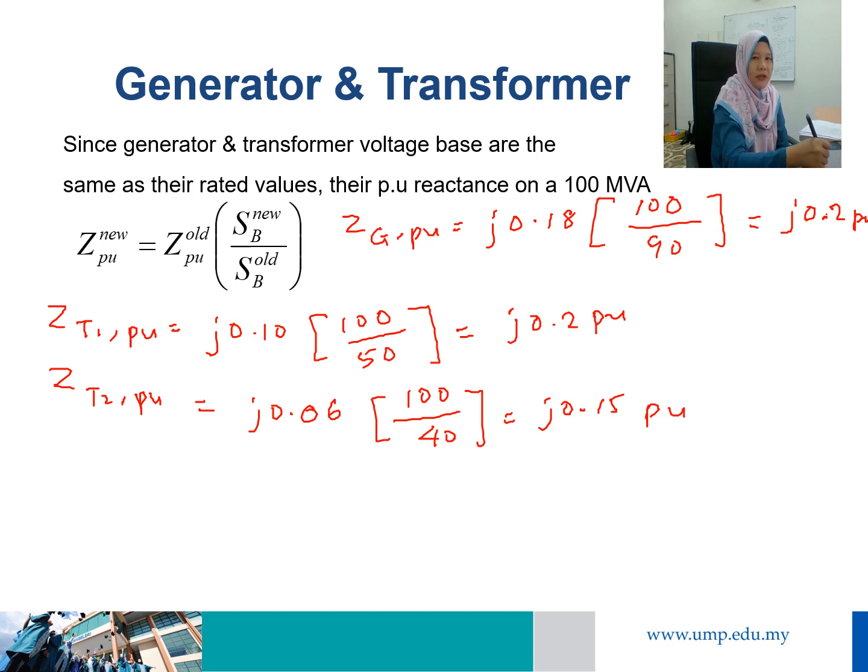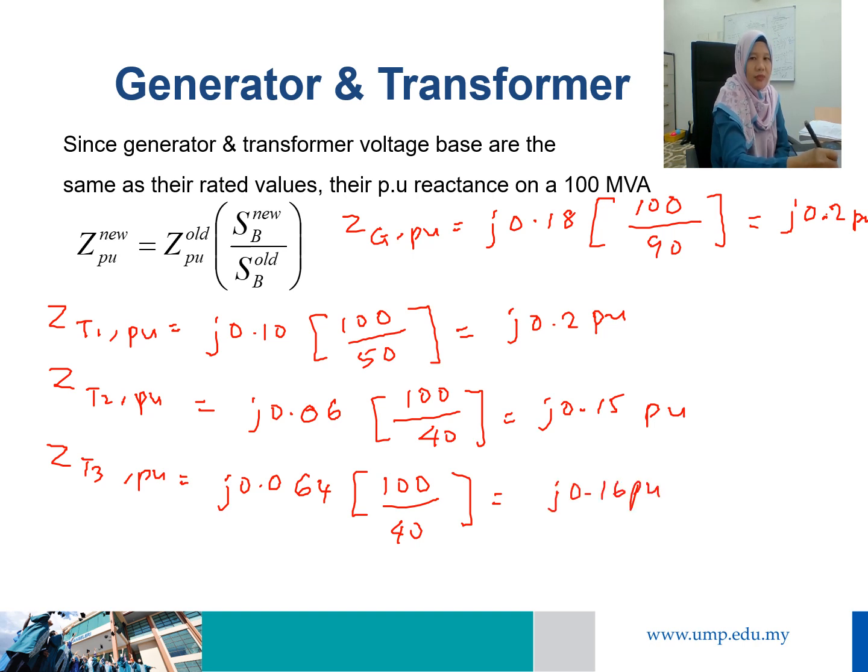And then for transformer T3, the new per unit impedance is equal to the old per unit impedance, which is j0.064, multiplied with 100 MVA, which is the new base power, divided by 40 MVA, which is the old base power, which is equal to j0.16 PU.